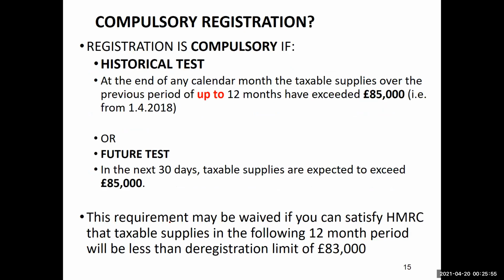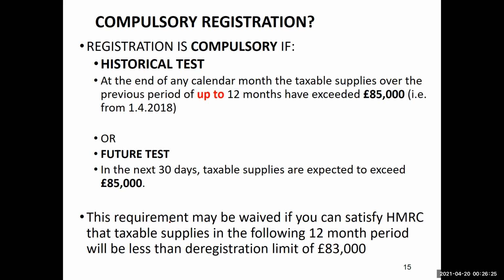Now, compulsory registration applies in two scenarios. We have the historical test and then the future test. The historical test simply tells us that if in the past, our taxable supplies up to 12 months exceed 85,000, then it is compulsory for us to register. So for the past period, the historical period of up to 12 months, does it exceed 85,000, per calendar month, any of the calendar months?